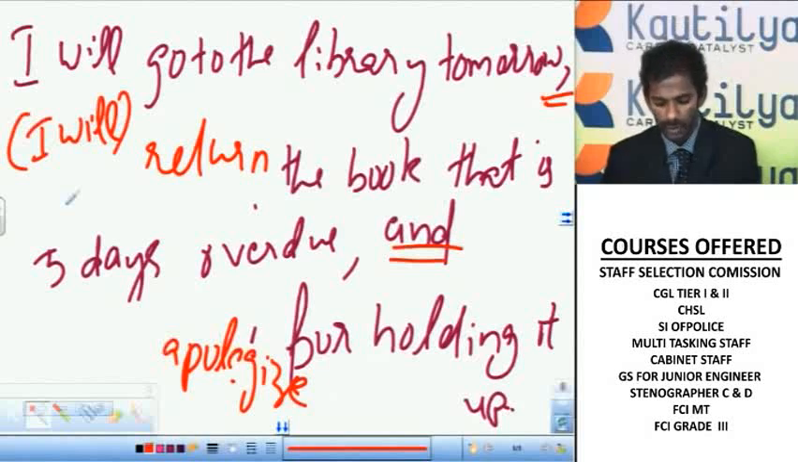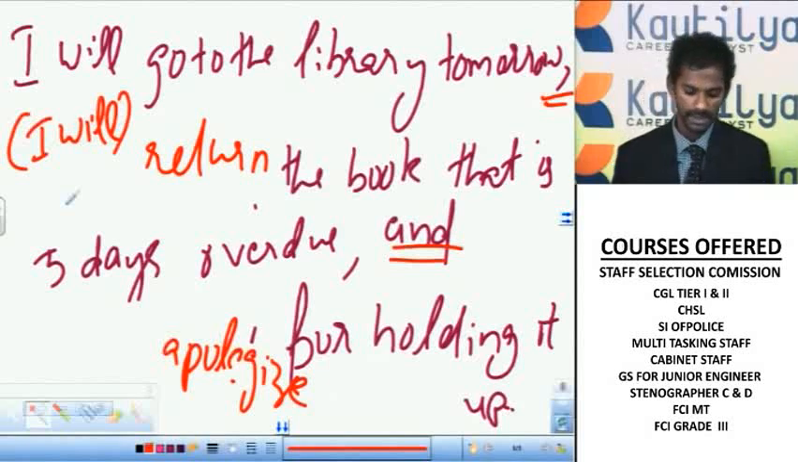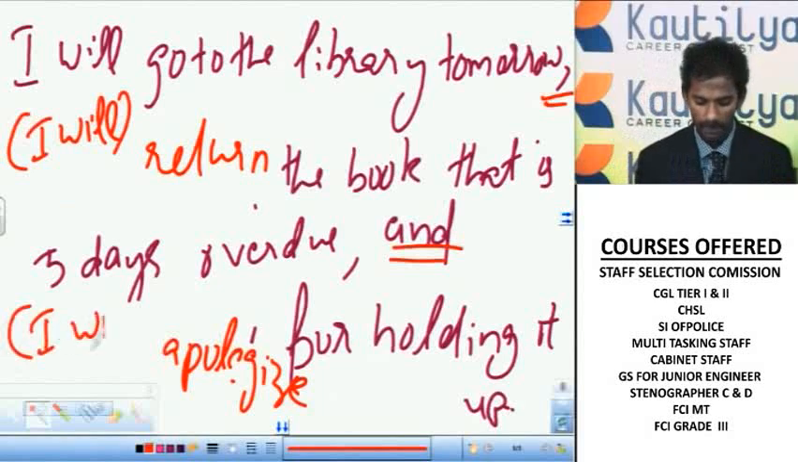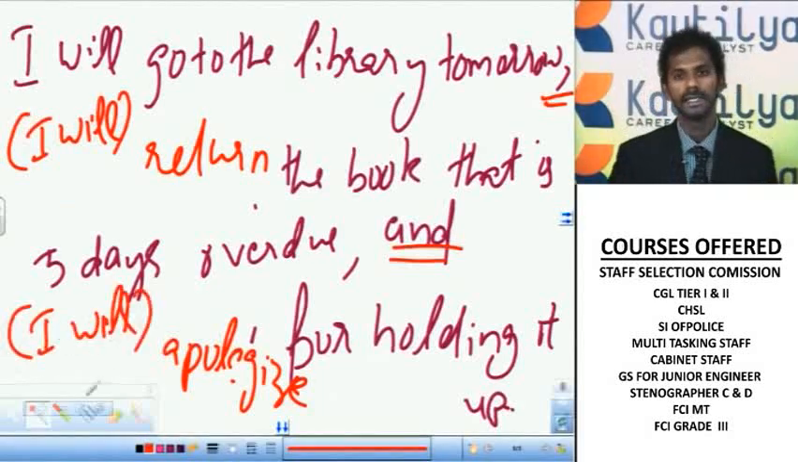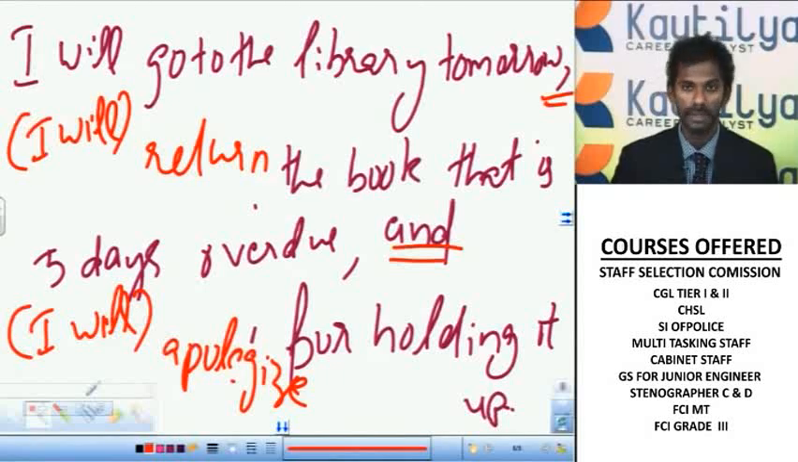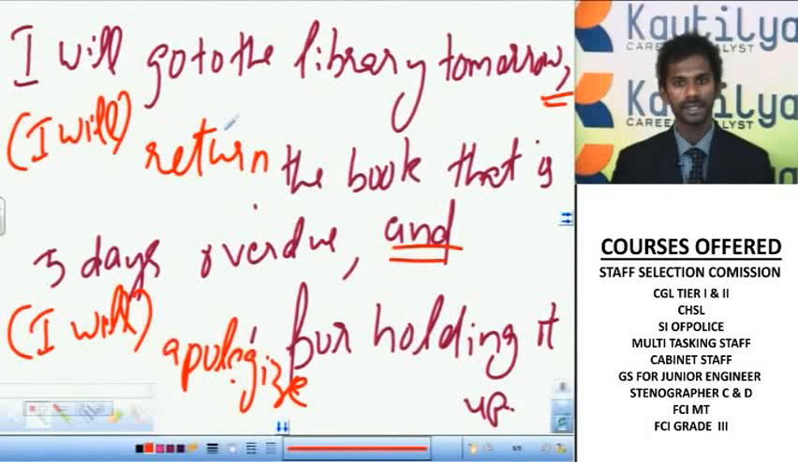That is 5 days overdue. And apologize is same as I will apologize. I will is understood here. There is no need for us to repeat I will out here. Clear? So sentence can be just like this. I will go to the library tomorrow, comma. Return the book that is 5 days overdue, and apologize for holding it up. So now tense consistency is fine, right? All the three ideas are in the future tense. So tense consistency is fine out here.